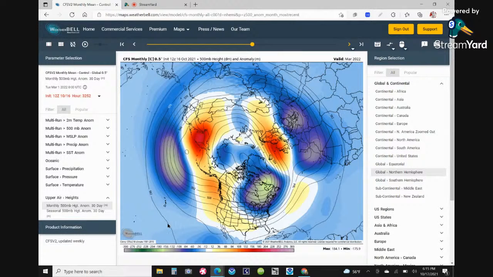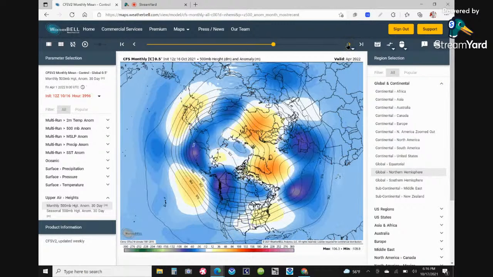But the subtropical jet, I think, is going to be a big player, especially as we get to the end of January, into February and March. And like I said, possibly even into early April. So here's April from that run.